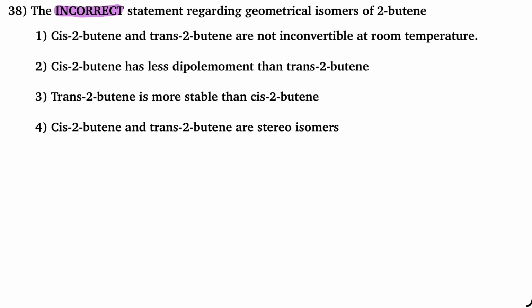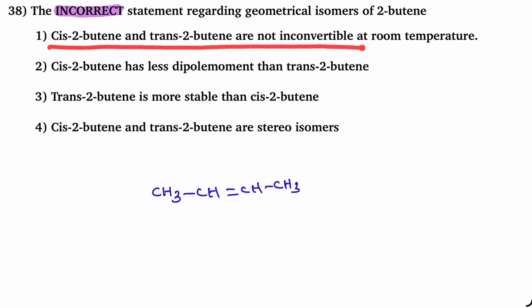Incorrect statement regarding geometrical isomers of 2-butene. It has geometrical center. Cis-2-butene and trans-2-butene are not interconvertible at room temperature. Yes. Stereoisomers, configurational isomers, which are non-interconvertible. So this is a correct statement. Cis-2-butene has less dipole moment than trans-2-butene. Actually, cis-2-butene has more dipole moment. Therefore, this is incorrect. So answer must be 2.